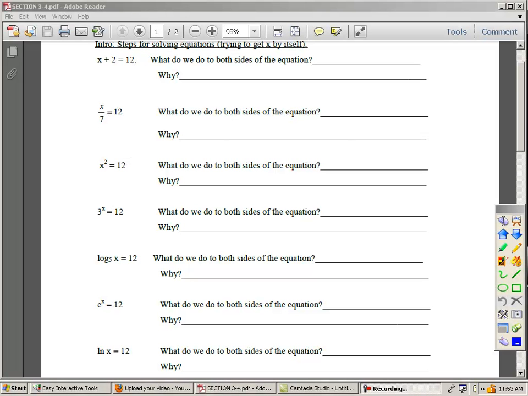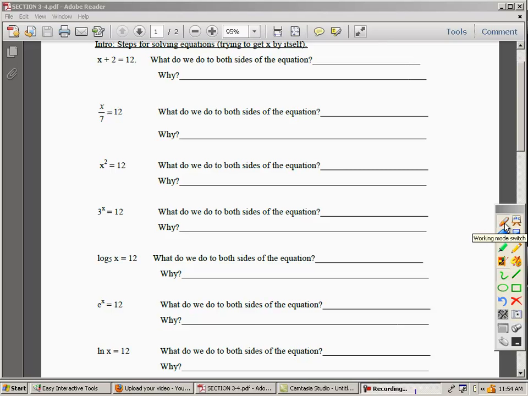Welcome to section 3.4. We're solving equations today with logs and exponentials. I want to walk us through the intro first, at least a couple of them until you kind of get the idea. But I want to do this just so you kind of see why we're going to do some of the steps we do later.